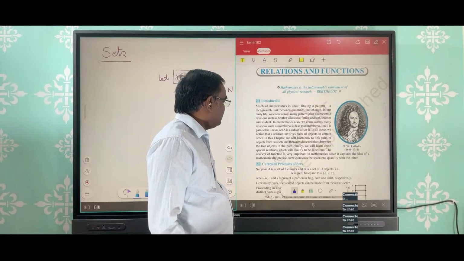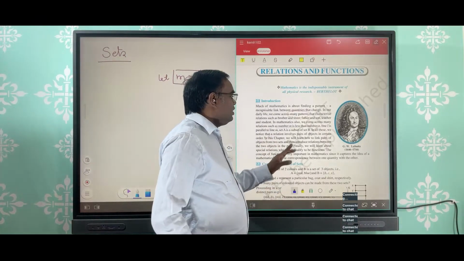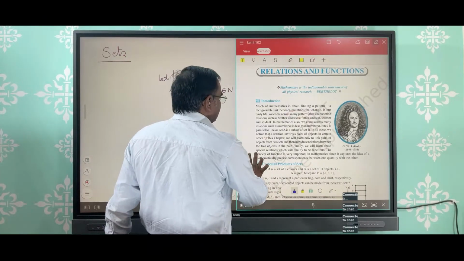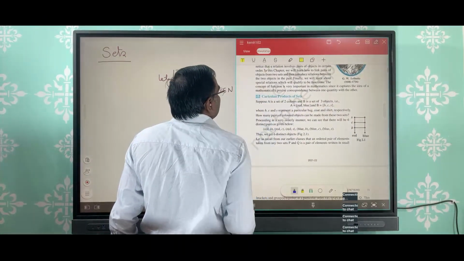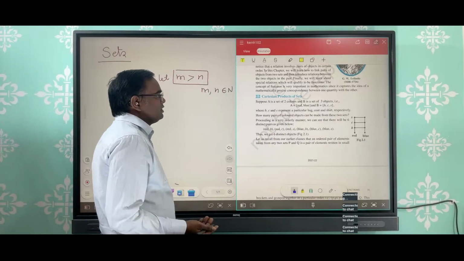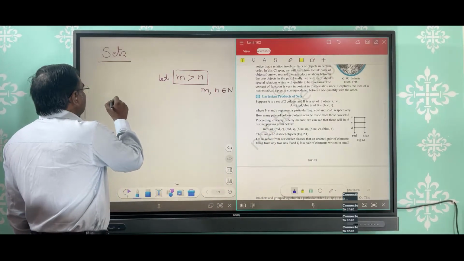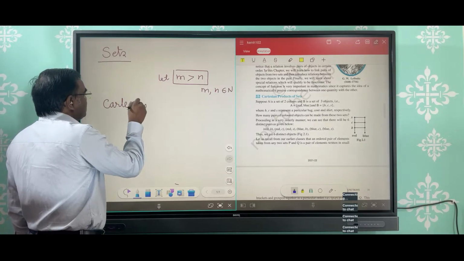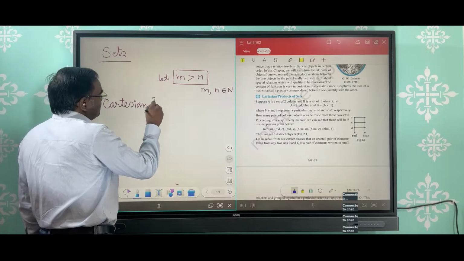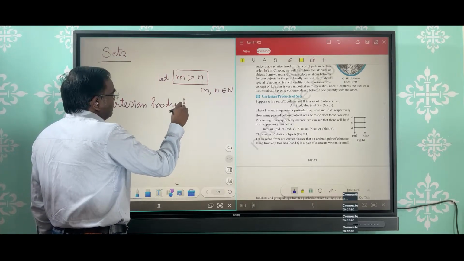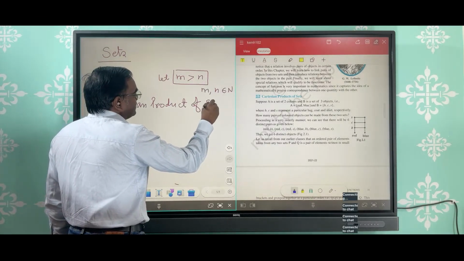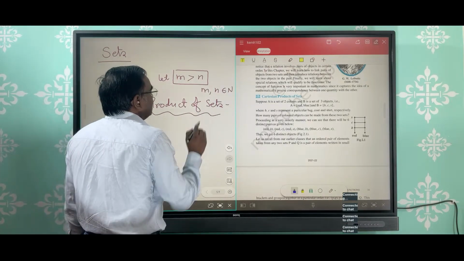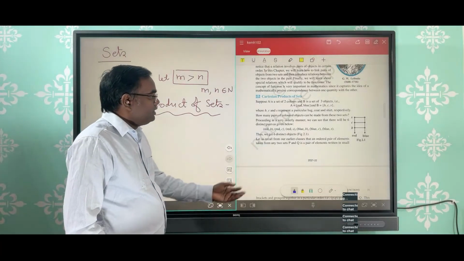Right. So in this chapter, we learn how to link pairs of objects from two sets. Very good examples come from the Cartesian product of sets. That is the topic we are going to discuss in detail. Cartesian product of sets. Suppose here examples are given.